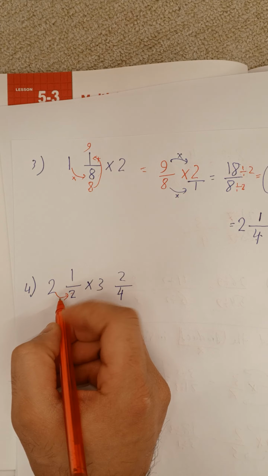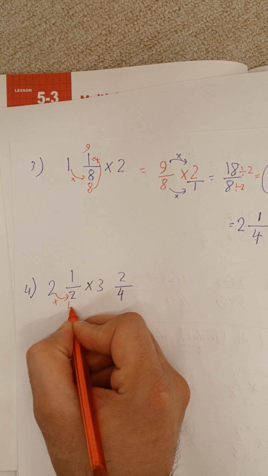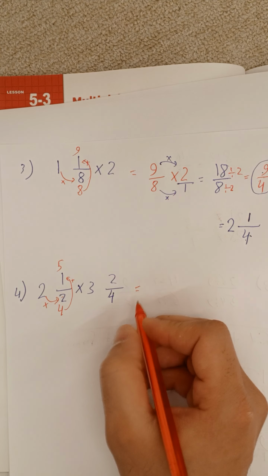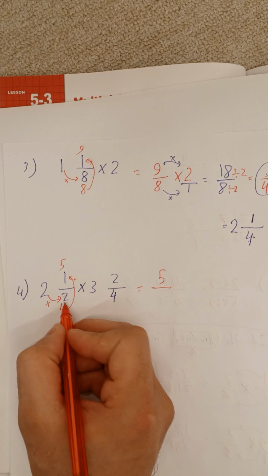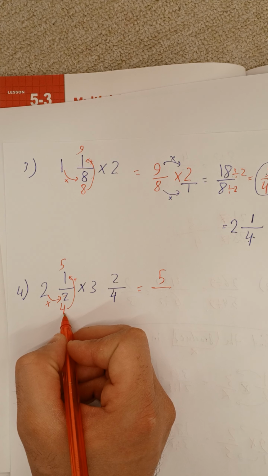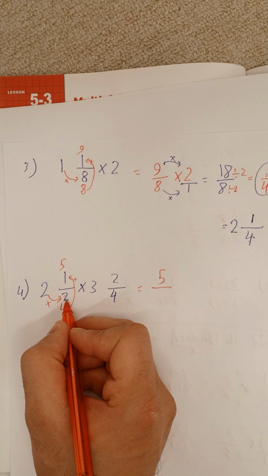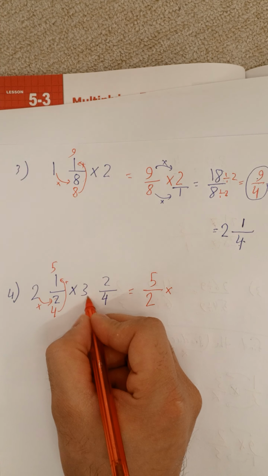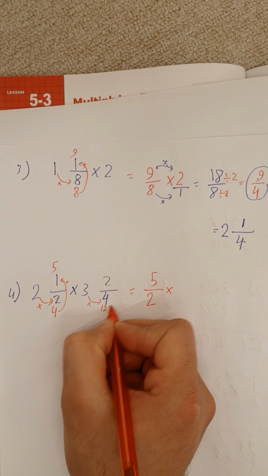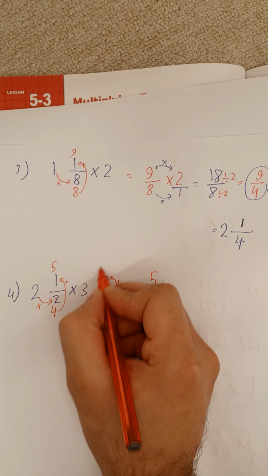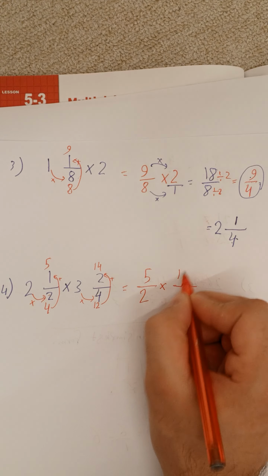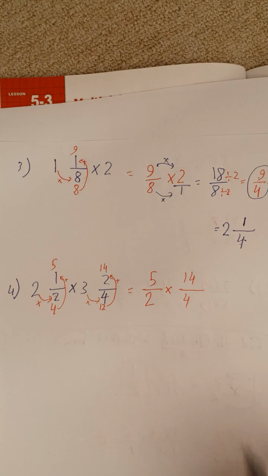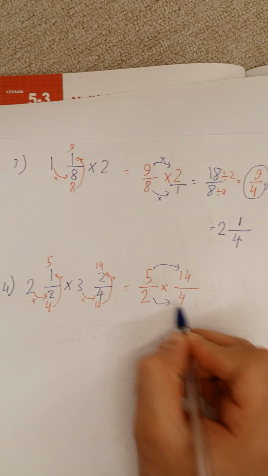2 times 2, it's gonna be 4, plus 1, it's gonna be 5. So it's going to be 5. What's our denominator? Don't change the denominator, okay? Don't write 4. Just rewrite the denominator of the fraction, which is 2. Then 3 times 4 is 12, plus 2, it's gonna be 14. So write down 14. What's our denominator here? 4. Okay. Now multiply the top numbers and the bottom numbers.